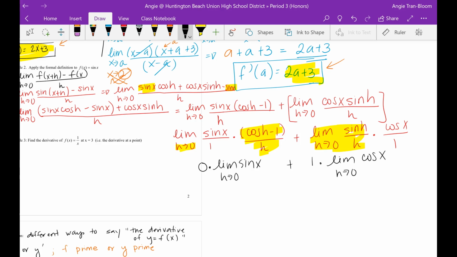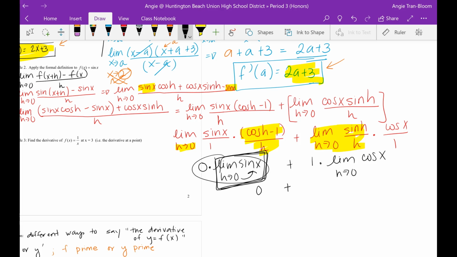Well, what's going on here is, I don't know, when h is approaching 0, right? 0 times anything is 0. Okay, so over here, this whole thing is going to be 0, right? Because I don't care what this is. H approaches 0, it's just not even in this equation. So whatever sine is, sine times 0 is 0.